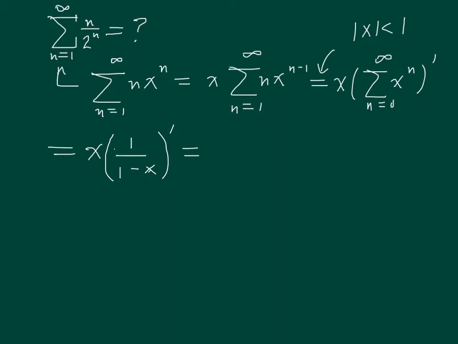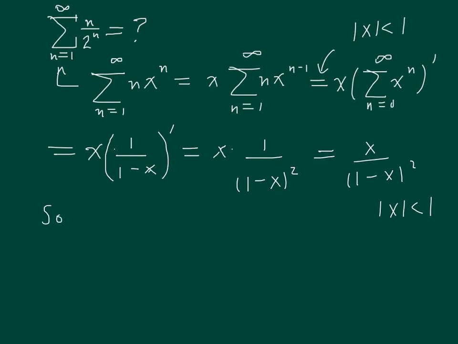So simplifying this by actually taking the derivative, we find that we get x times 1 over 1 minus x squared. So I'll rewrite that, x over 1 minus x squared, and again that's under the restriction that absolute value of x is less than 1.